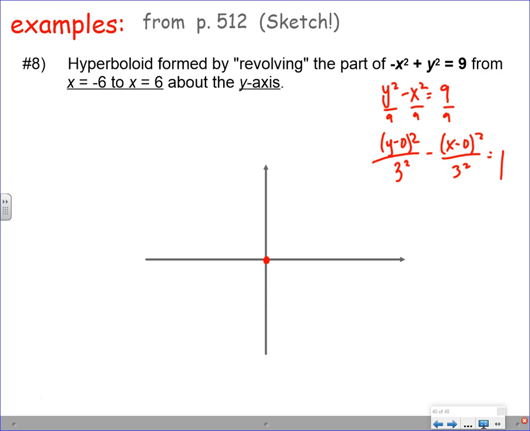Where do I go for my vertices? Do I go horizontally apart or vertically apart? Vertically. Y is first. So I'm going to go up, 1, 2, 3. I'm going to go down, 1, 2, 3. Got my vertices. Do you think I need foci for these? Okay, good. So we don't have to do the whole thing. No foci. But I need my shape.